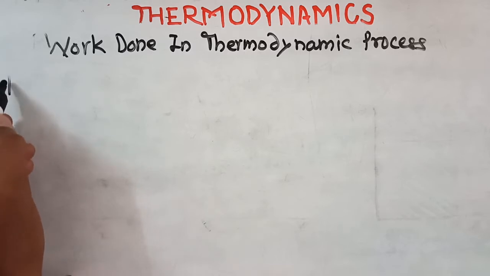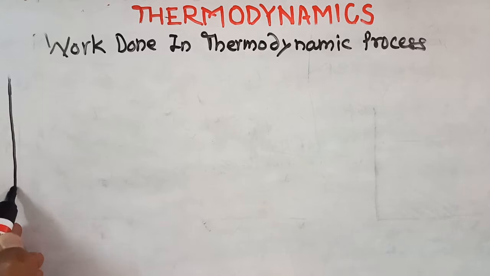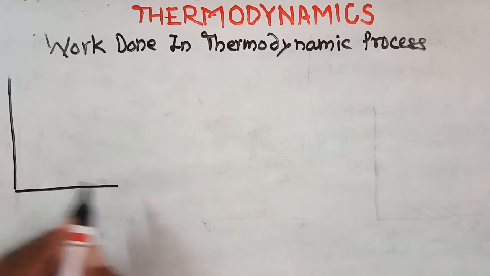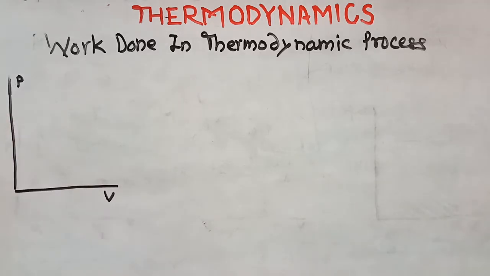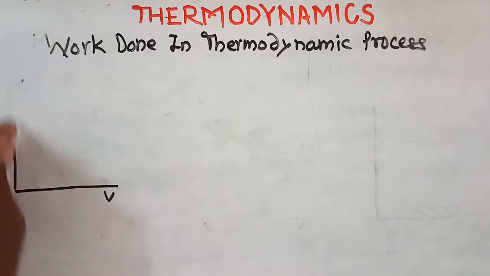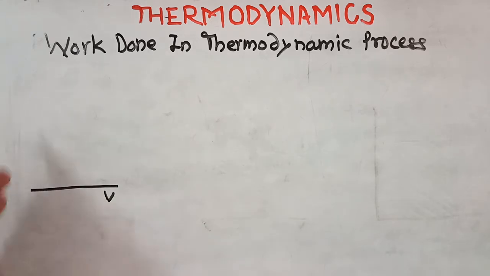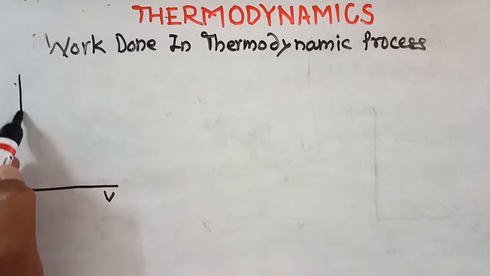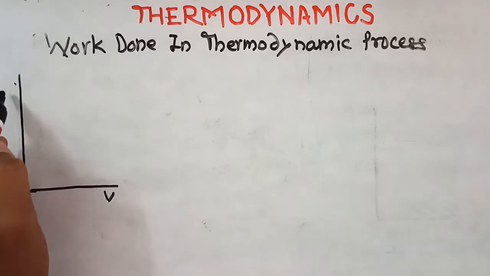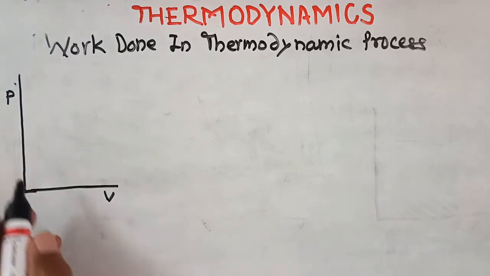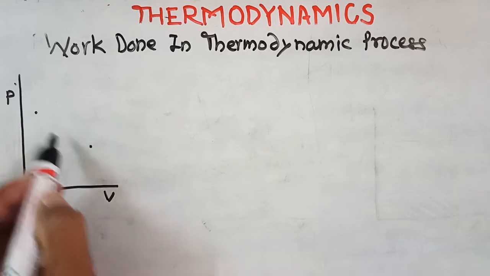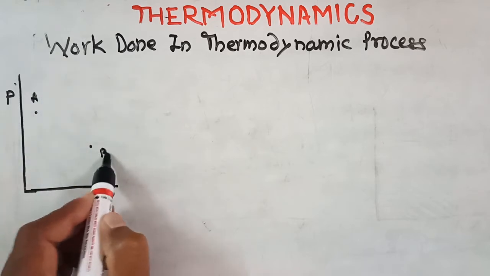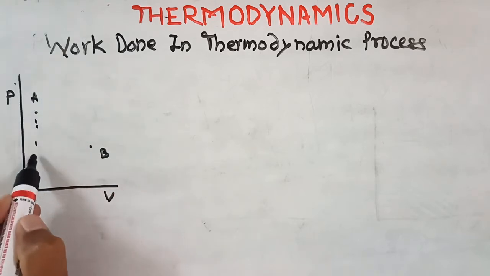Now let us see, this is our PV diagram. This is the P axis and this is the V axis. This is the pressure and this is the volume. Okay, I will shift here. This is the pressure axis and this is the volume axis. Suppose this is the initial state and this is the final state. This is state A and this is state B. Initially the volume is suppose V1.